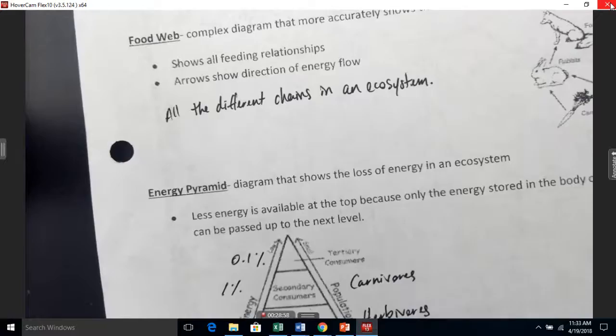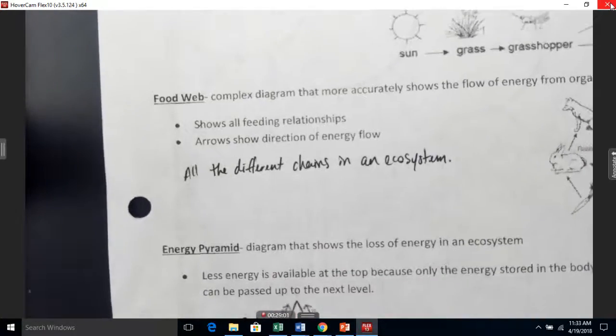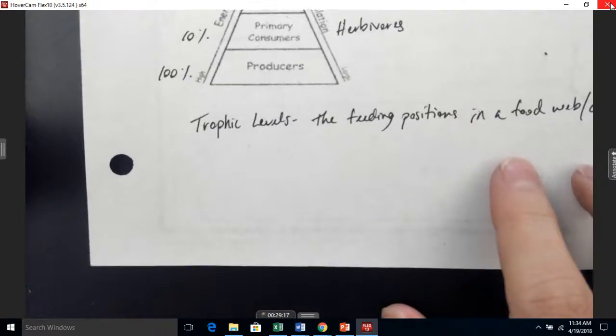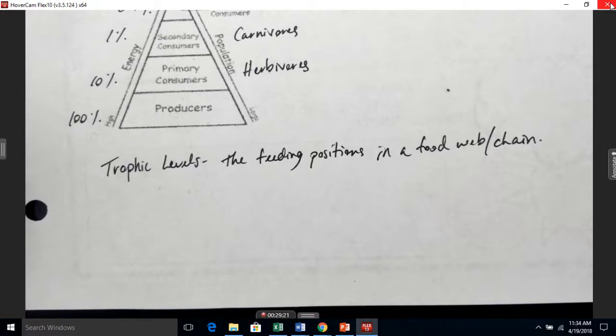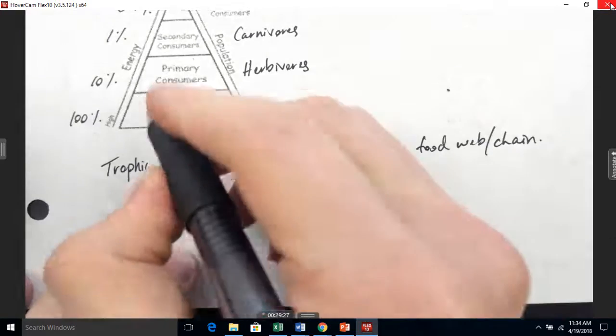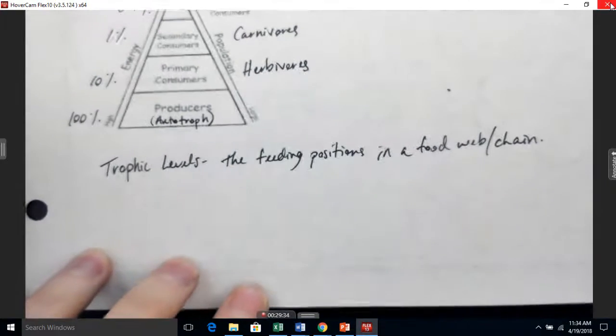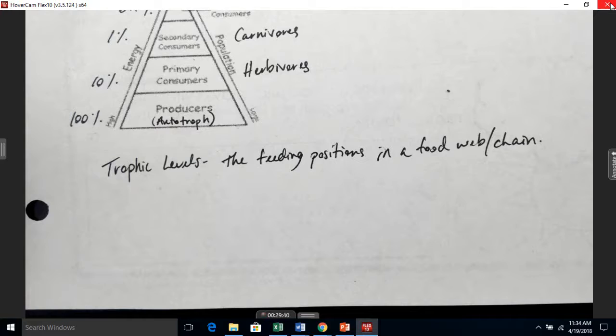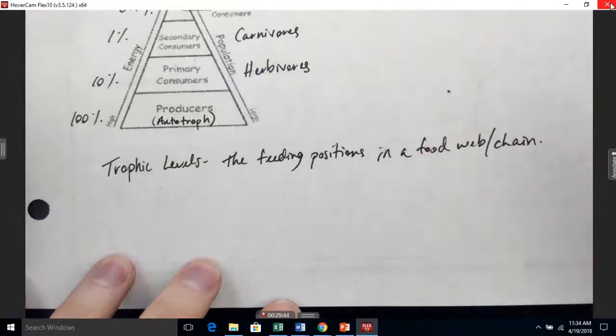But, okay, we're now on the pyramid. So, a pyramid is basically showing you the trophic levels within that web. That's what you need to define. Trophic level, it's on the board, the feeding positions in a food web. The feeding positions in a food web. So each one of these is a level, okay?